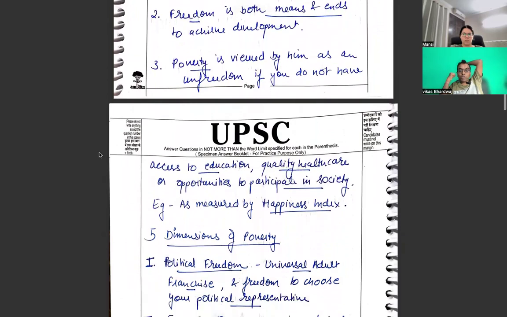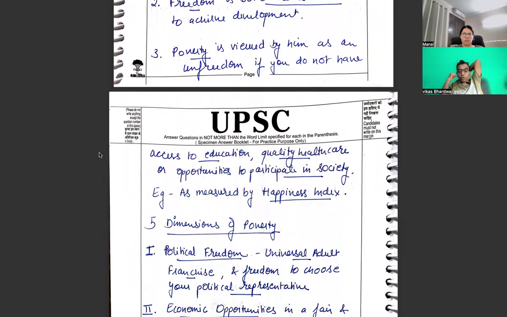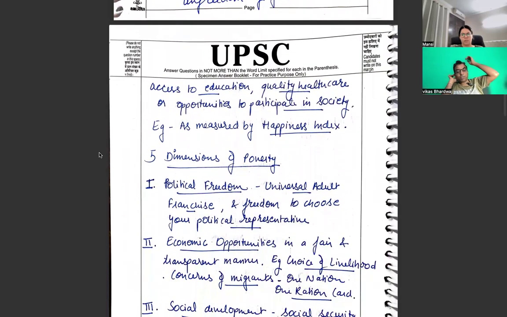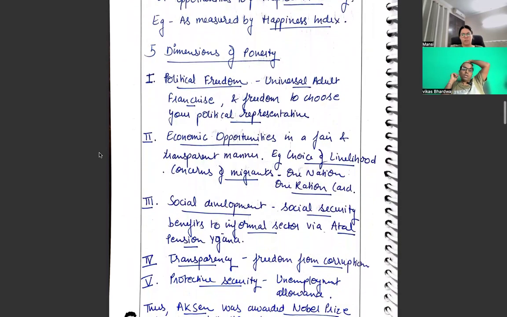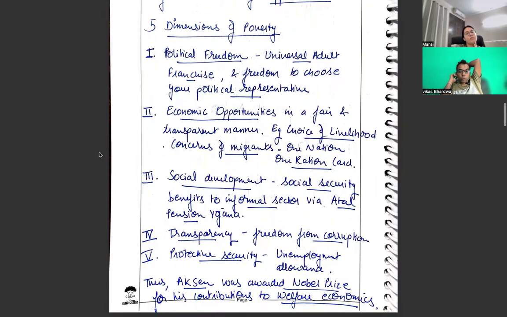Poverty is viewed by him as an unfreedom if you do not have access to education, quality healthcare, or opportunity to participate in society, as measured by happiness index. Dimensions of poverty. Political freedom, universal franchise, freedom to choose, political representation, economic opportunities in a fair and transparent manner. For example, choice of livelihood, concerns of migrants, one nation, one ration card.